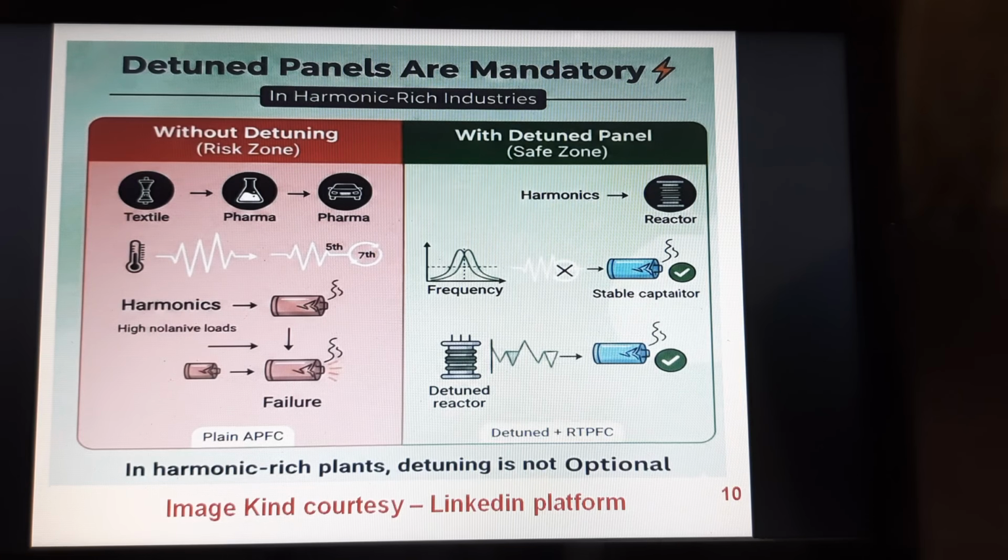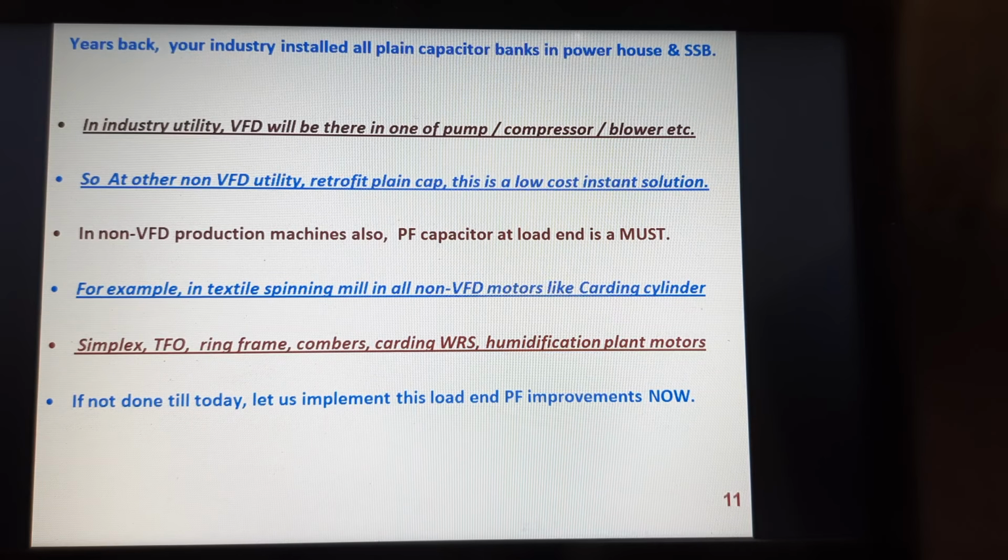Detuned panels are mandatory, especially in harmonic rich environments and industries. Without detuning, it is very much at risk. With a detuned panel, especially the APFC, reactor detuned and reactor coupled capacitor bank, 3CT based APFC, this will definitely maintain the power factor and keep the harmonics to the minimum possible.